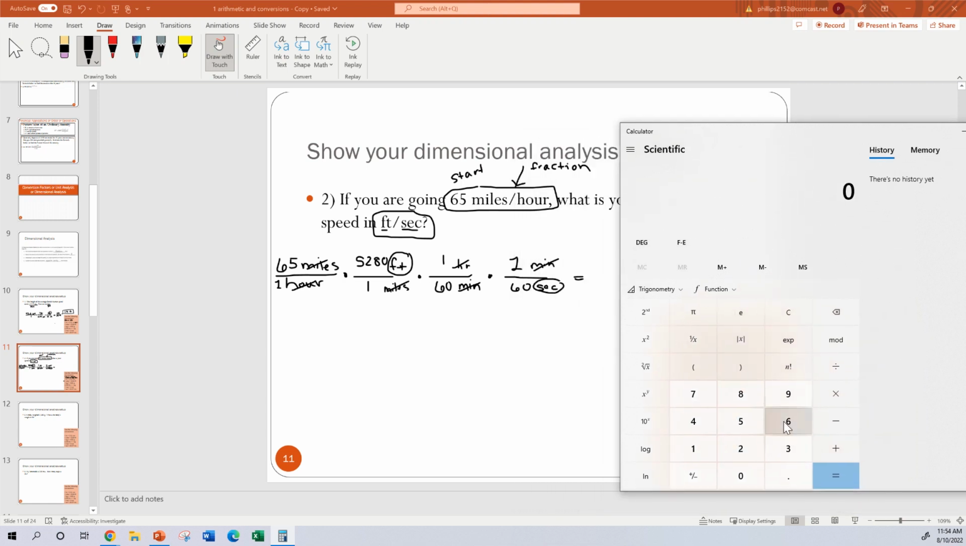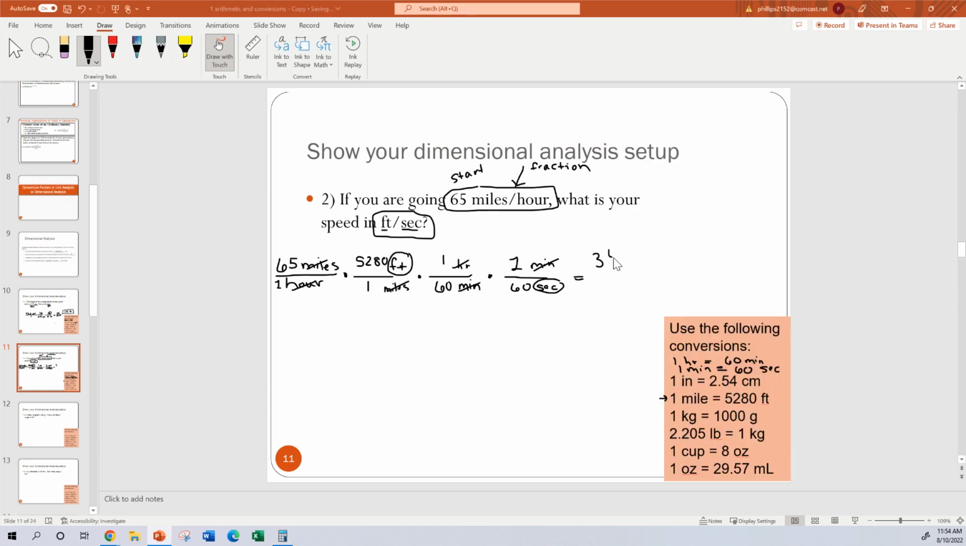We want to type in 65 times 5280 equals. So 343,200. So write that down. 343,200. That's the top. Now I need to do the bottom. I've done this conversion before, so I know that's 3,600.